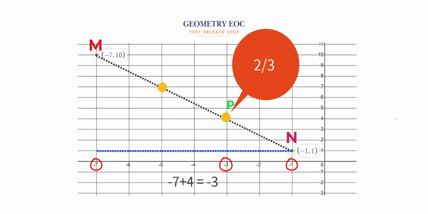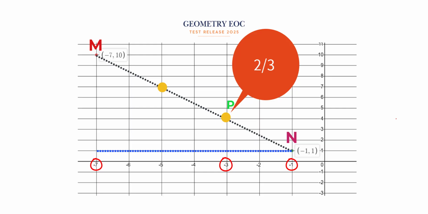Now, even though the question only asks for the x-coordinate, I want to go one step further and find the y-coordinate as well. Why? Because strong students don't stop at the minimum. They understand the full picture. Remember, point P is located 2/3 of the way from M to N. We already used that idea for the x values. Now we'll apply the exact same reasoning to the y values.